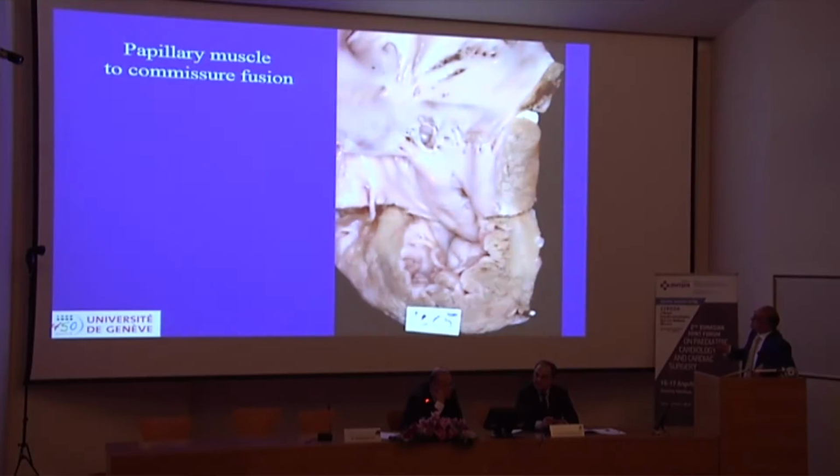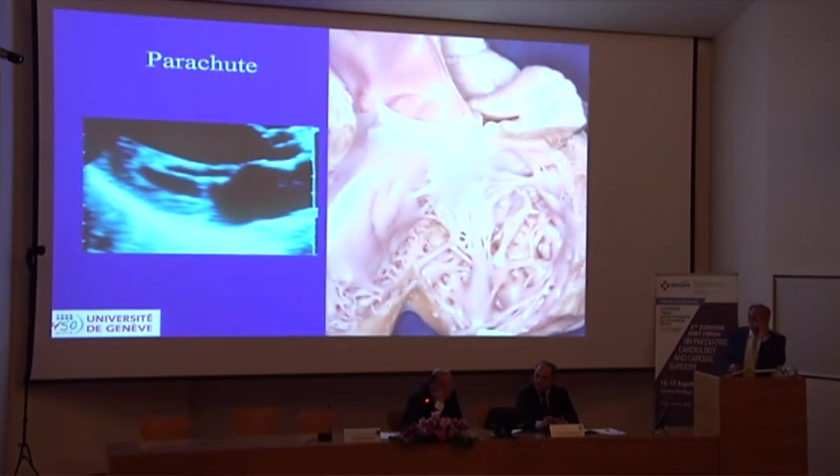This one is a papillary muscle to commissure fusion. As you see here, this was the anterior leaflet, completely here, very short chorda, but this part was completely attached to the ventricular surface of the commissure. Here is the parachute valve with a single papillary muscle, because sometimes the second one is hypoplastic, but this one was a true parachute, a single papillary muscle, as you see here. All the chordae tendineae, primary or secondary, were arising from this single papillary muscle.